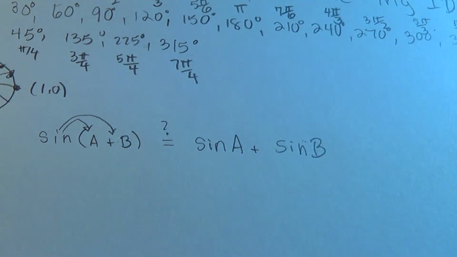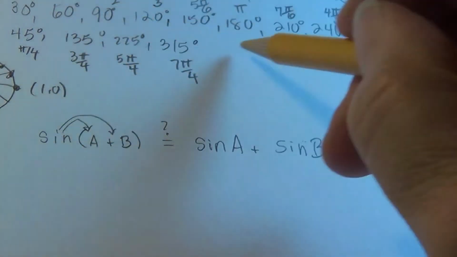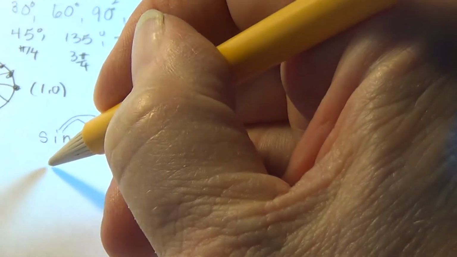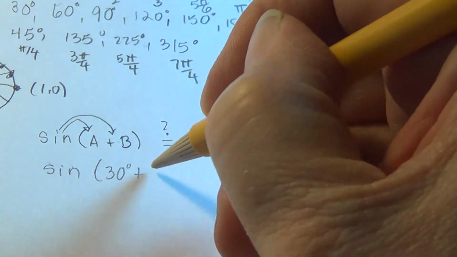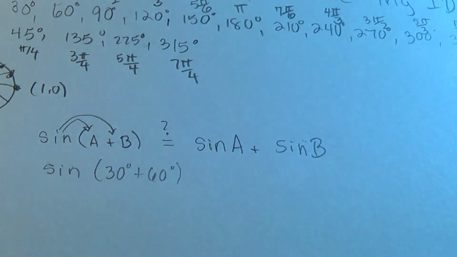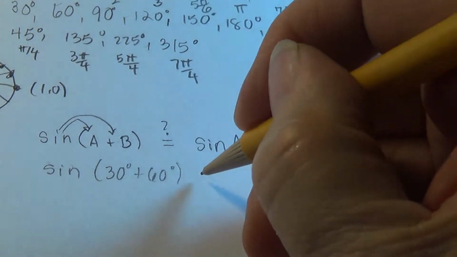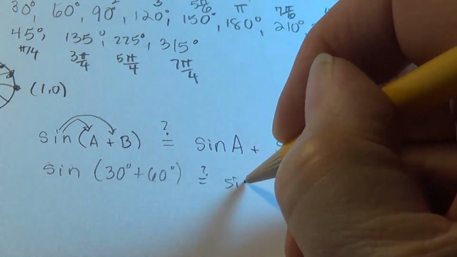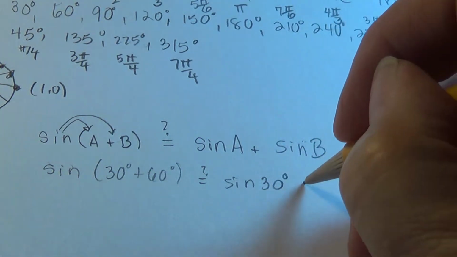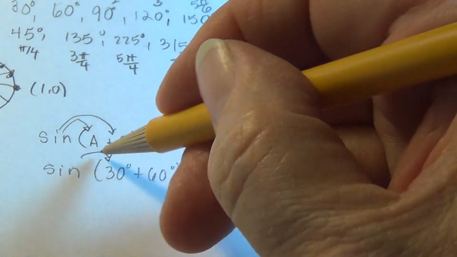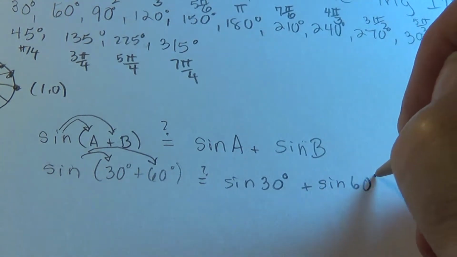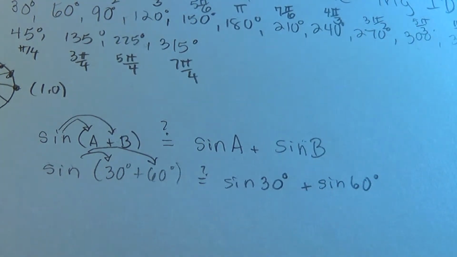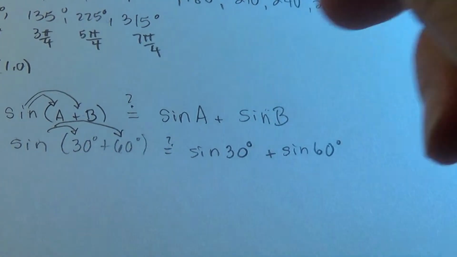That's better. All right, so let's test it with one that we know from our list up here. Let's say sine of 30 plus 60. So the sine of 30 plus 60, does that equal the sine of 30, I'm going to distribute it, plus the sine of 60? So we'll see what you think and see if you're right.